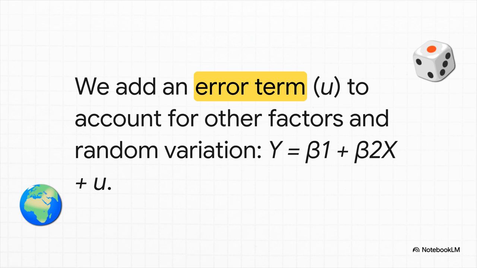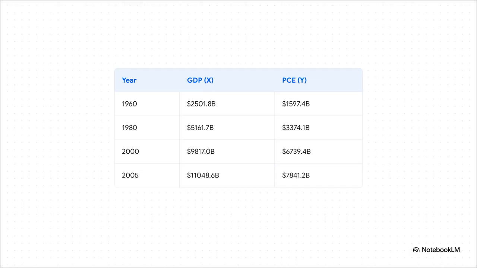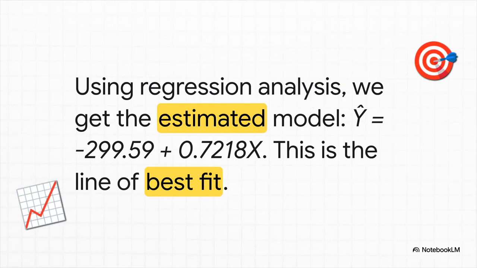This little u is what makes our model embrace reality. Step 4 is pretty straightforward. We need data. You can't test a theory about the real world without real-world data. So to test our model, we're going to use data on the U.S. economy. Our Y is consumer spending, and our X is GDP, a good proxy for national income, from 1960 all the way to 2005. And now for the really cool part, step 5, estimation.